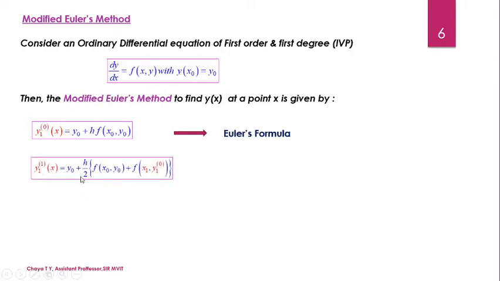So what is the next formula here? It is given by y1 of 1. What is y1 of 1 here? It represents the value of y1 in the first stage or with the first modification at the point x as y naught plus h by 2. The whole term should be multiplied with f of x naught, y naught, the given expression with x as x naught, y as y naught value, plus f of x1, y1 of 0.